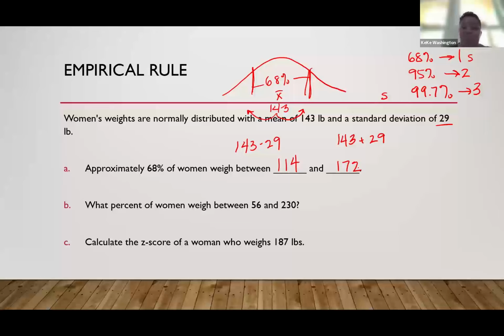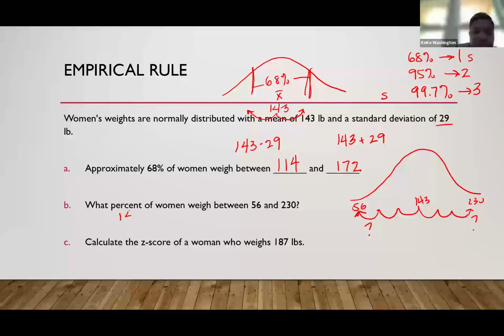All right, what percent of women weigh between 56 and 230? So then we would have to keep going. How many standard deviations away are we going to get to 56 and 230? In this case, if you take the 143, we know it's not one standard deviation, because 68% is one standard deviation away from our mean. So how many standard deviations is 56?